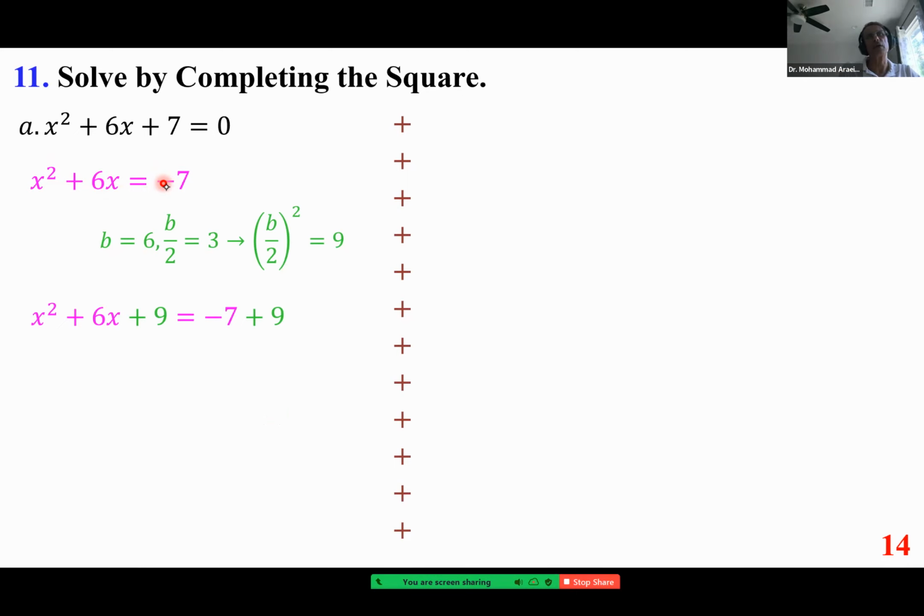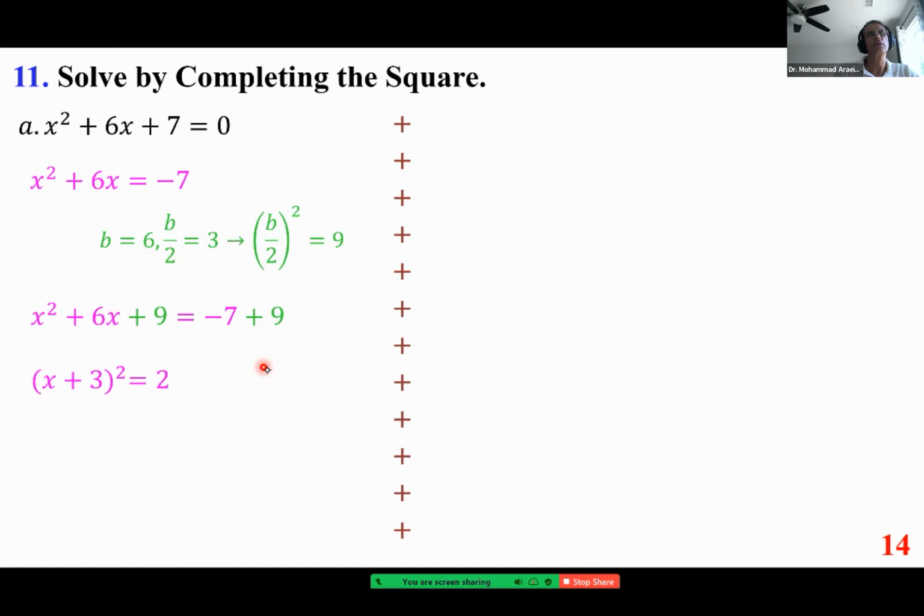And here's what's going to happen on the left side. The left side will always be x, or any variable that you're dealing with, plus b over 2. Now, if b over 2 happens to have a negative sign, then you keep the negative sign. So plus b over 2. Whatever the sign has, you keep it. So the left side, therefore, will be x plus 3 squared. But the right side, they add up to positive 2.